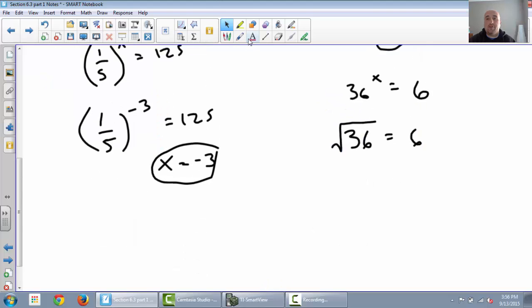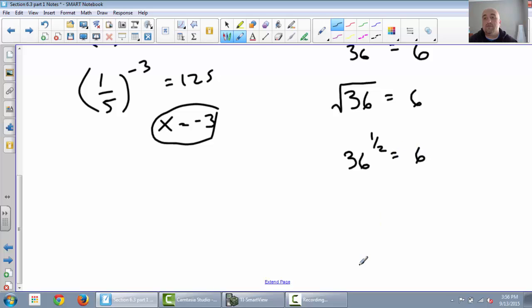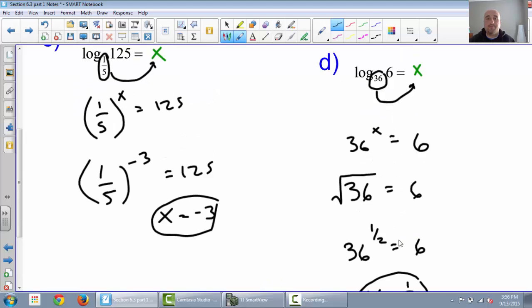And now we have to recap from Algebra 2A: what exponents are square roots? Hopefully you remember that fractional exponents are square roots. So 36 to the 1/2 is equal to 6. So x is equal to 1/2. To get a bigger number down to a smaller number, we're usually going to use fractional exponents. So don't forget that. Make a note of that.